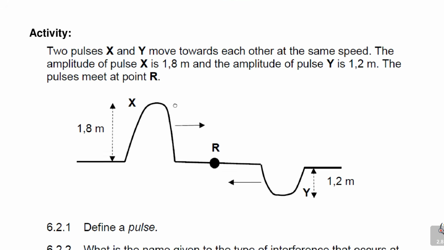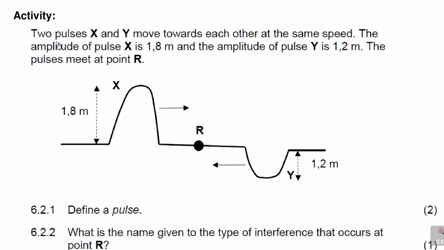Let's look at a simple activity here. It says two pulses X and Y move towards each other at the same speed. The amplitude of pulse X is 1,8 meters and the amplitude of pulse Y is 1,2 meters. The pulses meet at point R. So look at the directions. The amplitude, you can see 1,8 for pulse X. There it is. Remember, what is the amplitude? From the top to the rest, that's the distance. They meet at point R. Look at the arrows, they are opposite each other.